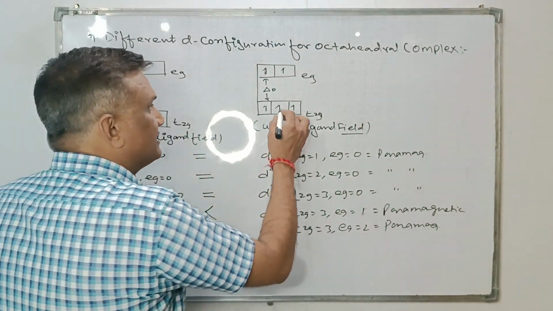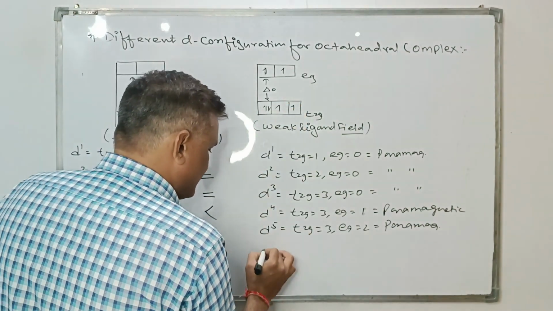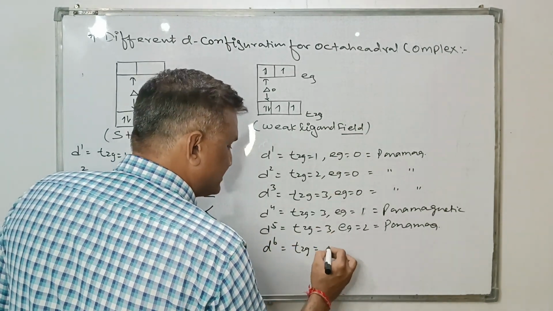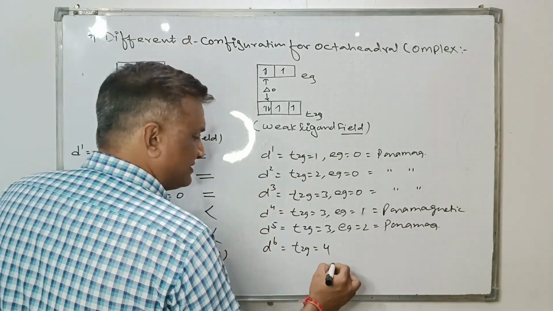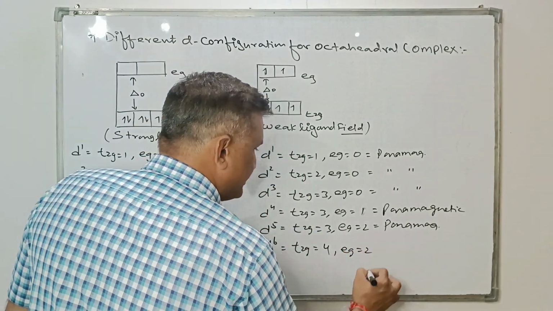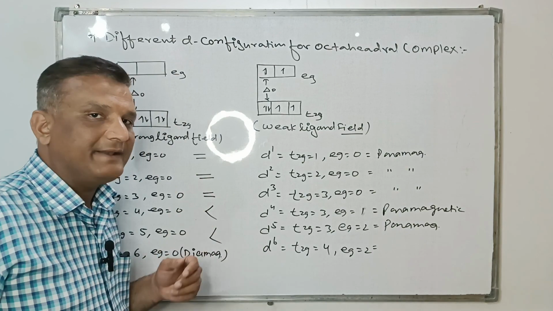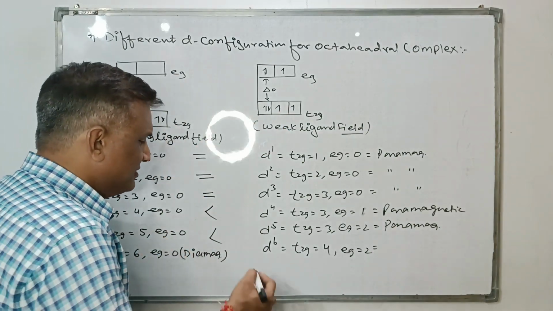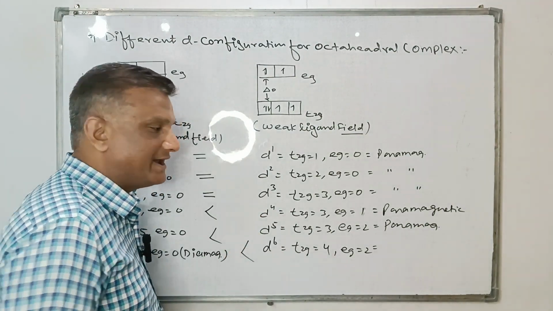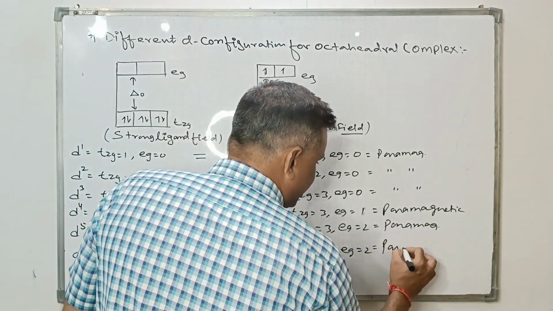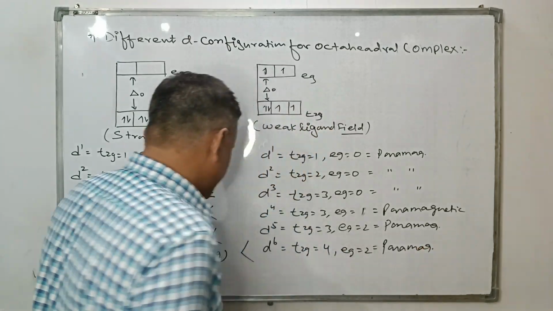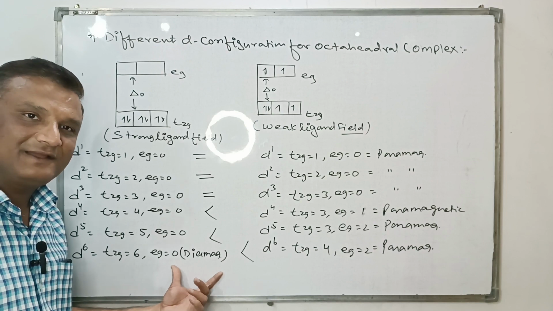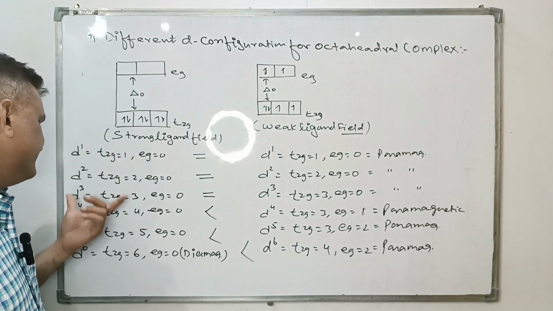And if we go with this, then here will be 6 electrons. So for D6, T2G is equal to 4 and EG is equal to 2. If we look at paramagnetism, here are 4 unpaired electrons, here is none, so it will have paramagnetism. So this is paramagnetic in nature. But if we go with this D6 for the strong ligand, then it will be diamagnetic in nature. This was about D1 to D6.